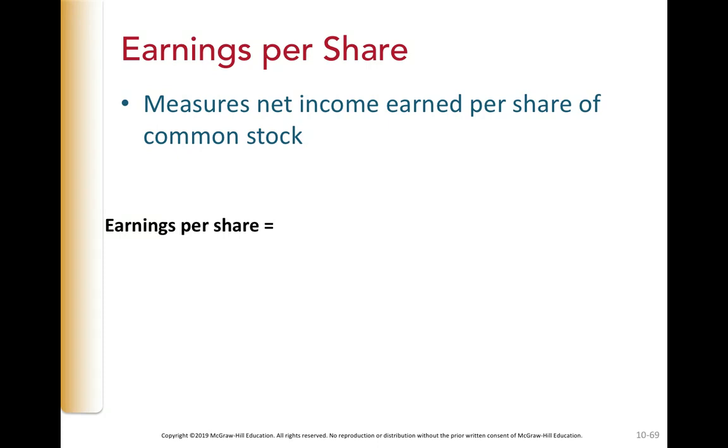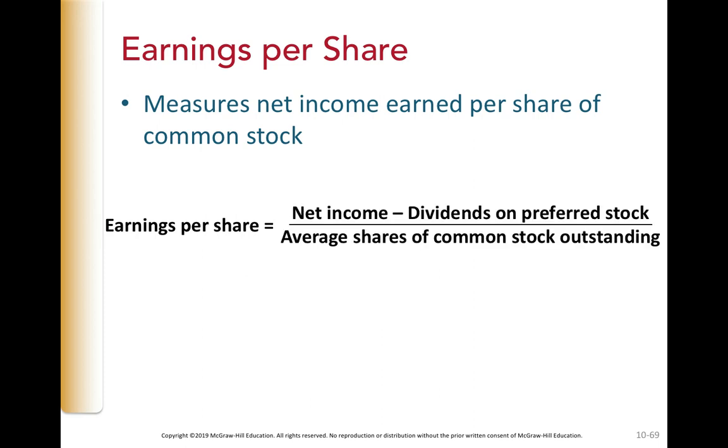Let's look at earnings per share. This measures net income earned per share of common stock. To calculate earnings per share, you're going to take your net income minus the dividends on preferred stock, divided by average shares of common stock outstanding.